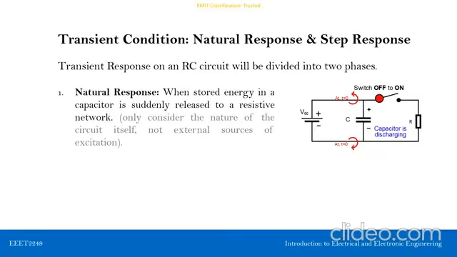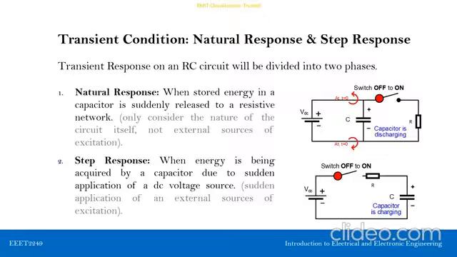Natural response is the condition when stored energy in a capacitor is suddenly released to a resistive network. We only consider the nature of the circuit itself, not an external source of excitation. Then step response is a phenomenon when energy is being acquired by a capacitor due to sudden application of a voltage source. In this case, sudden application of an external source of excitation is considered. So it doesn't happen naturally.